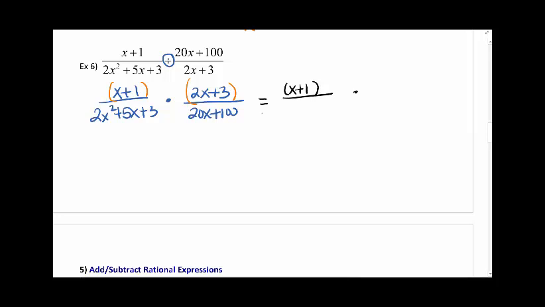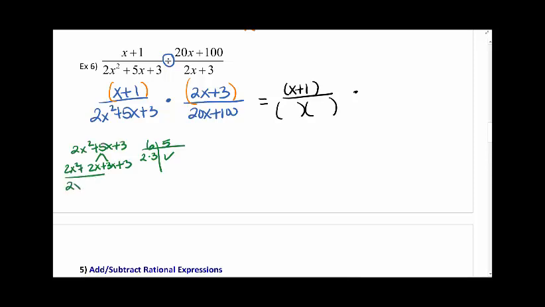Now, the denominator. This one's a little bit trickier because it's not a leading coefficient of a 1. It's okay if you need to do it over on the side. If you want to use the AC method, you can do that as well. So I'm just going to do that down here below, just as a reminder. 2 times 3 is 6. The signs would both be positive. So this would be 2 times 3. That gives me 2x plus 3x.